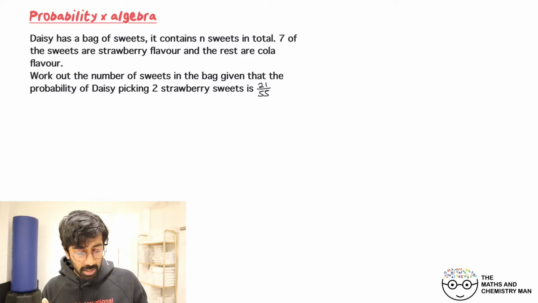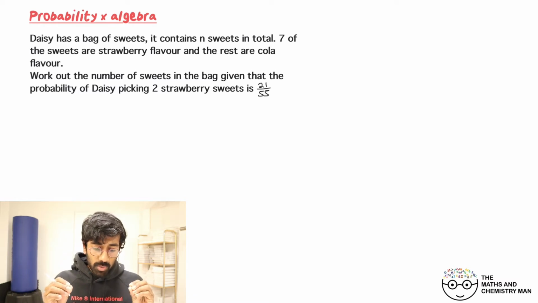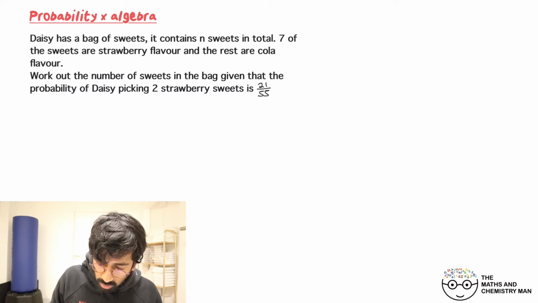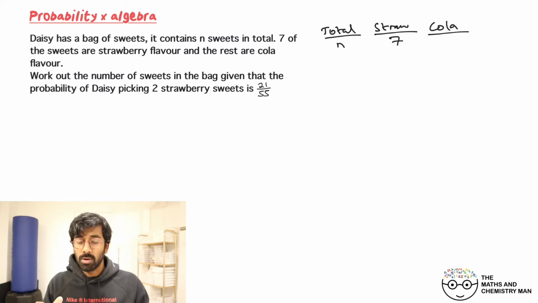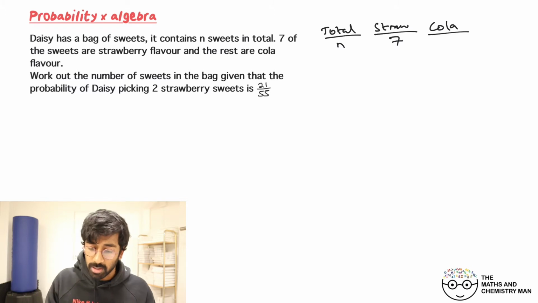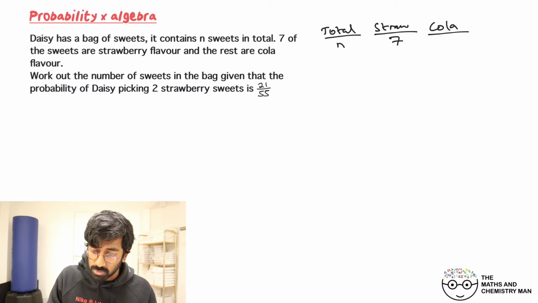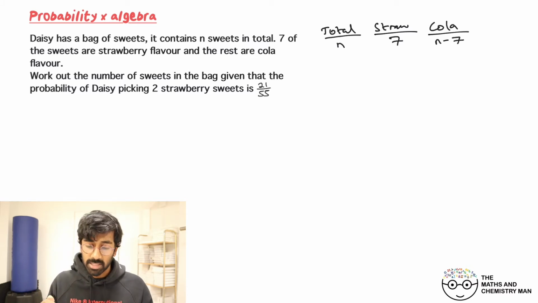Righto, let's get going. Now, we've got strawberry sweets, we've got cola sweets, right? Now, what are we told? We're told in total there are N sweets, and then 7 of them are strawberry. So I'm going to put here strawberry or just straw. How could you find out how many are cola? We need to write a little expression for how many are cola. Well, if the total is N, to find out how many cola sweets there are, we would just do N take away 7. So that tells me how many cola sweets there are.